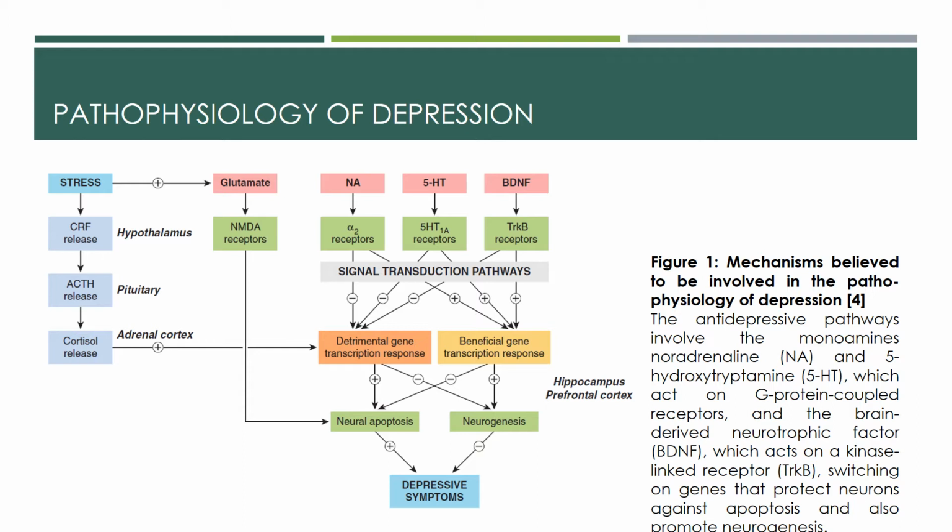Stress related and glutamate: what happens in the hypothalamus, what happens in the pituitary, and what happens in the adrenal cortex. There is a high level of cortisol release when a person is depressed. Okay, this is the pathophysiology.